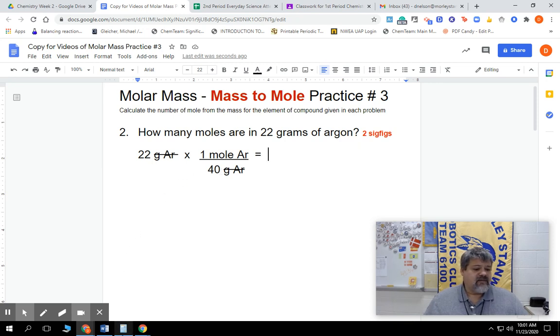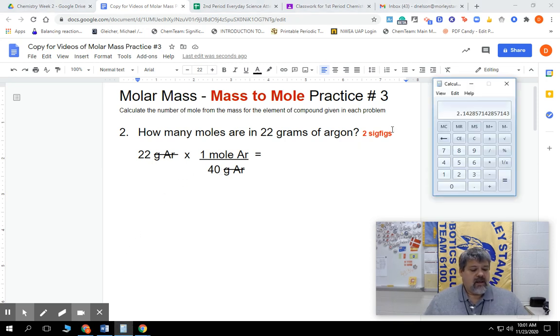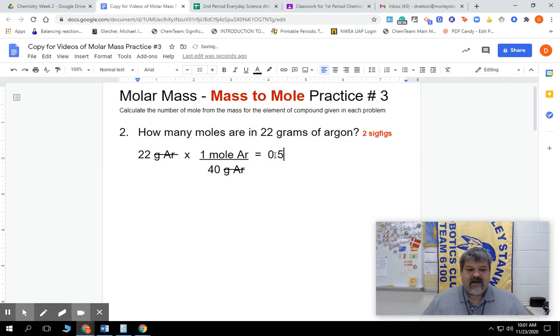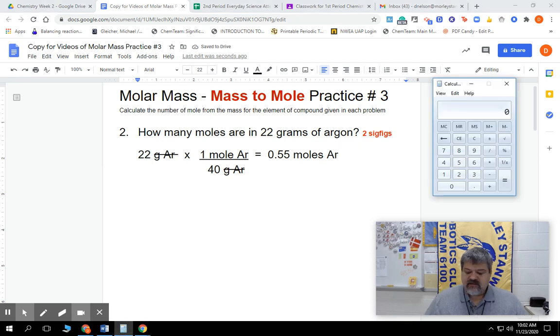Now that we have this all set up, we're going to do our math. We're going to get 22. We can multiply that by 1, but we don't have to, for what it equals, and then divide that by 40. So it's going to equal 0.55, and that's going to be moles of argon. Again, I would like to do the math again: 22 divided by 40 equals that.